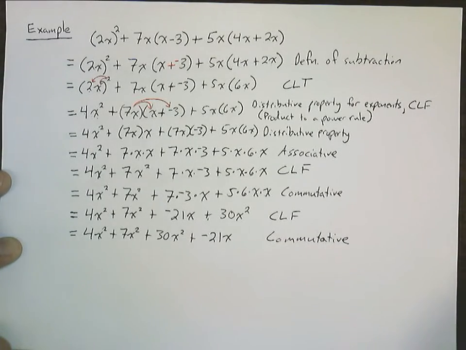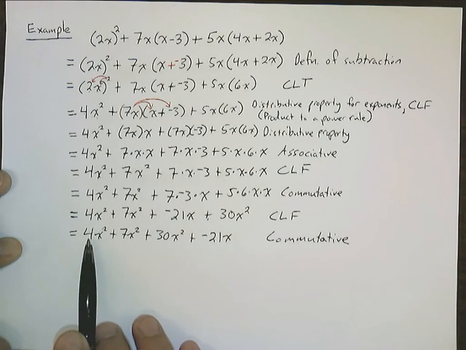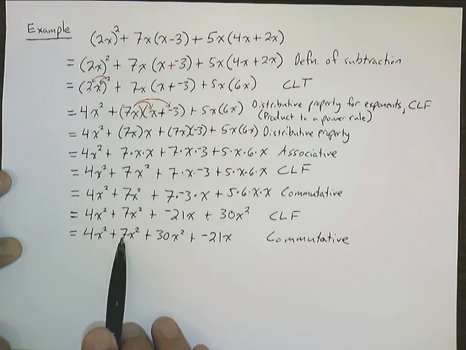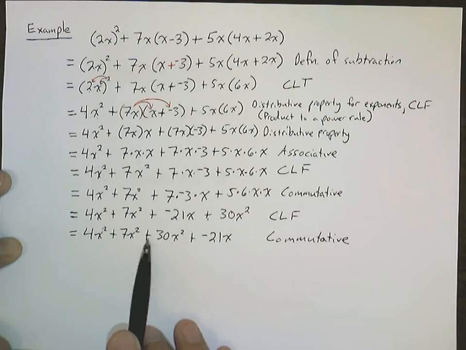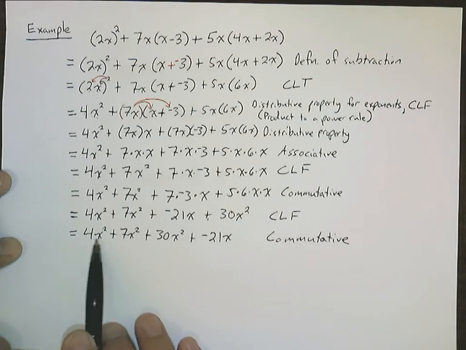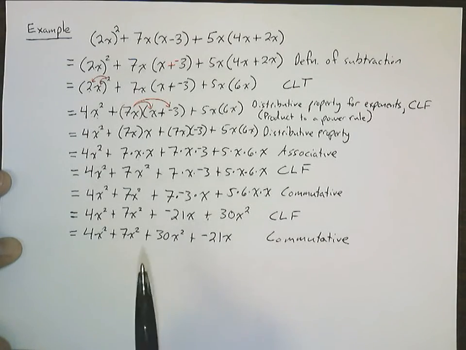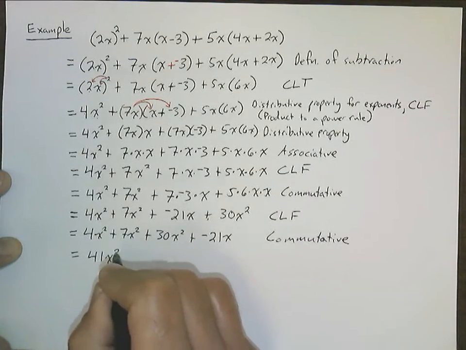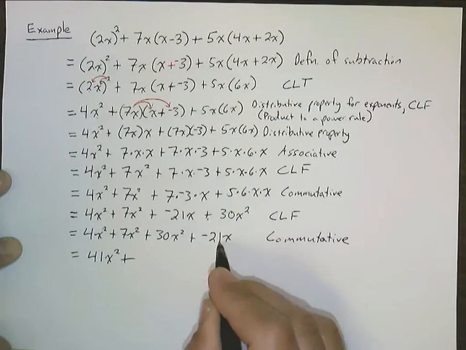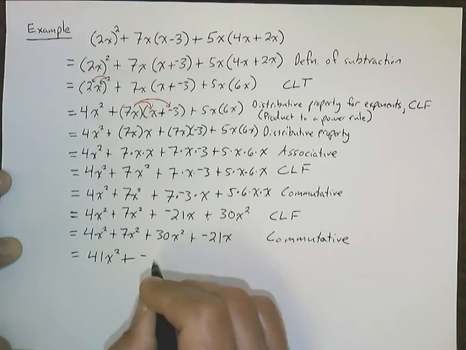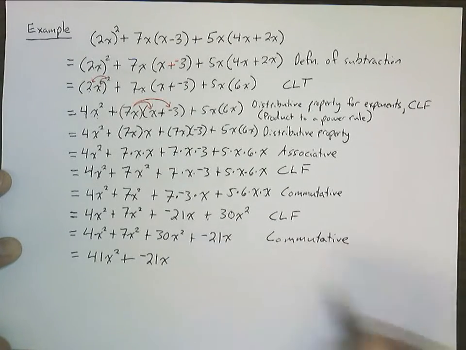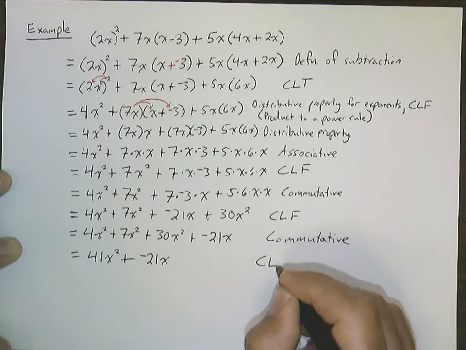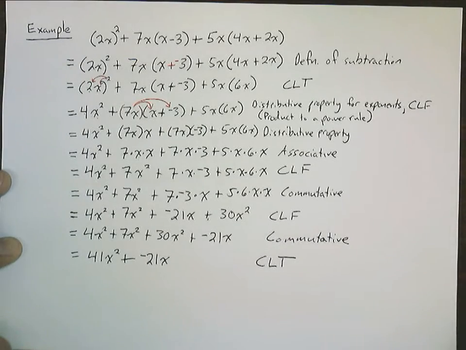And then finally, we can combine these 3 like terms. We have 4 of these x squareds plus 7 more of these x squareds plus 30 of these x squareds, making a total of 41 x squareds plus this last term here, negative 21x. And there we just combined the like terms.